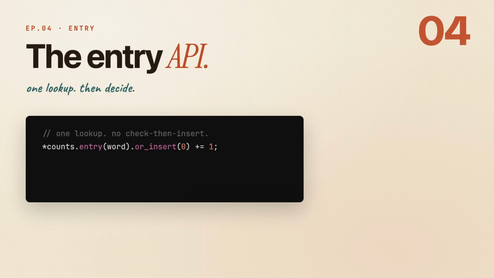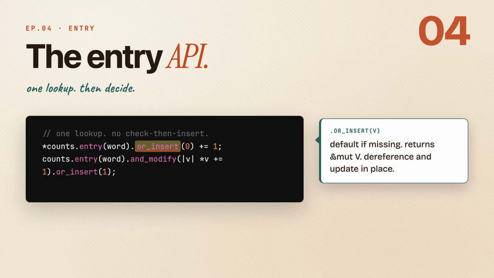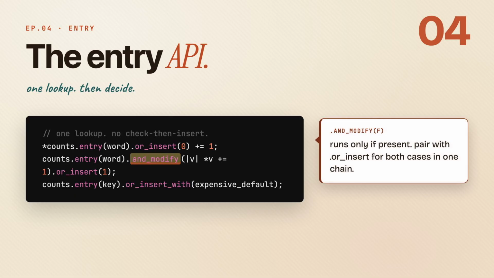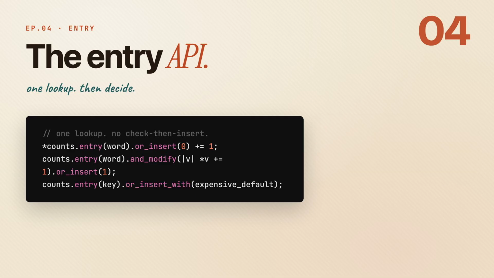Over here, entry hands you a handle to that slot. One lookup, then you just decide. Or_insert drops in a default when the slot is empty and returns a mutable reference either way. And_modify edits the value when it is there. Chain it with or_insert for both branches.